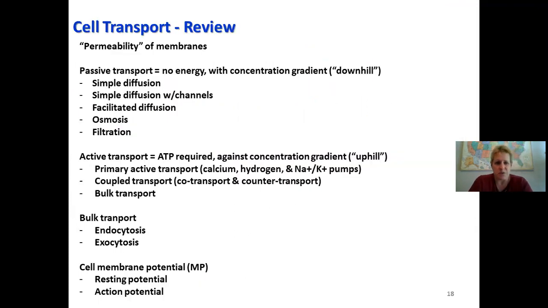So what we've gone through is, on Monday's lecture, we talked about all of these forms of passive transport. What we talked about today was active transport and different types of bulk transport, which comes under active transport. And then we finished by talking about cell membrane potential. Okay, so this ended Wednesday's lecture. This coming Friday, I will start chapter 4, part 1.